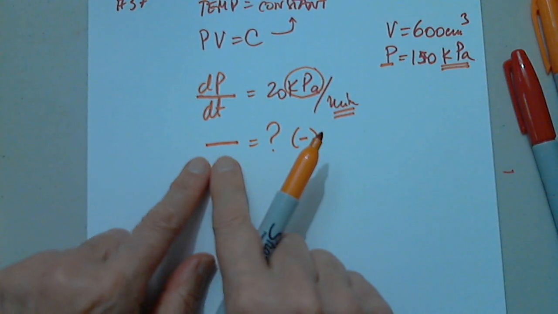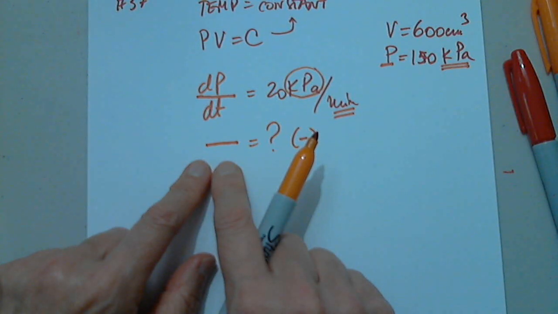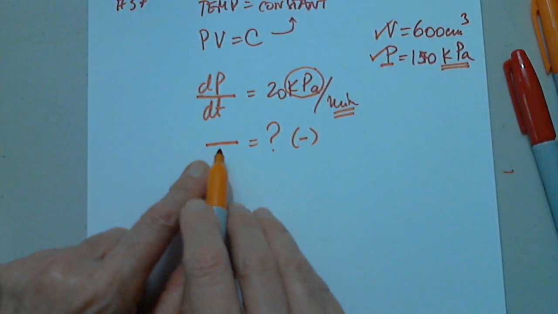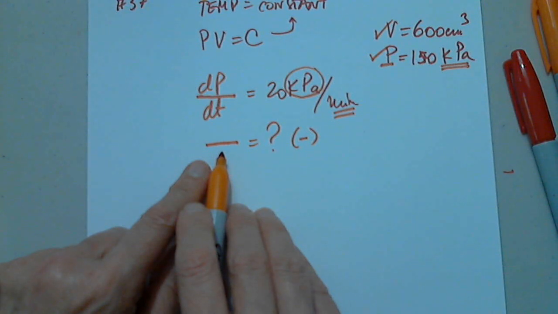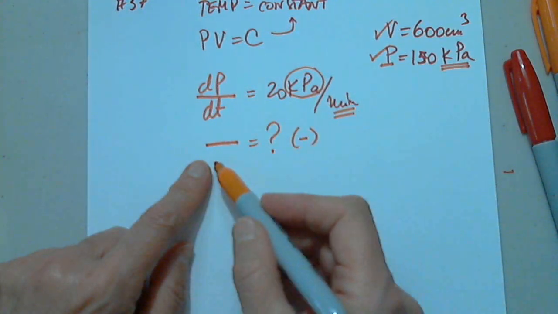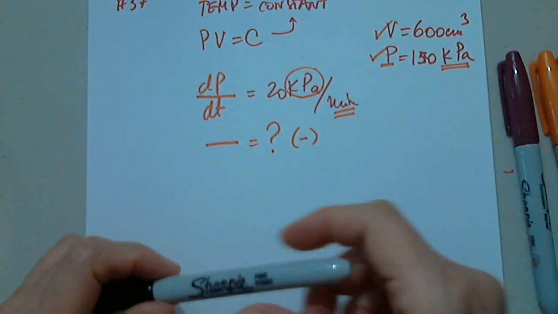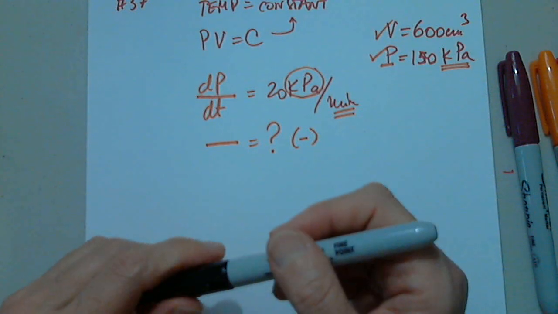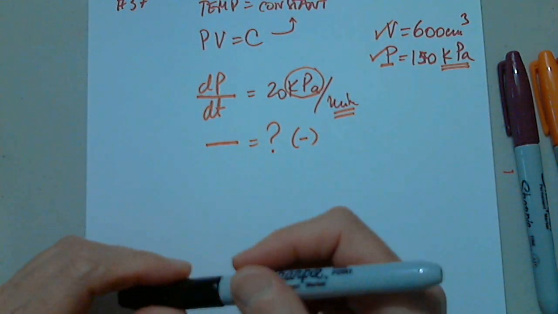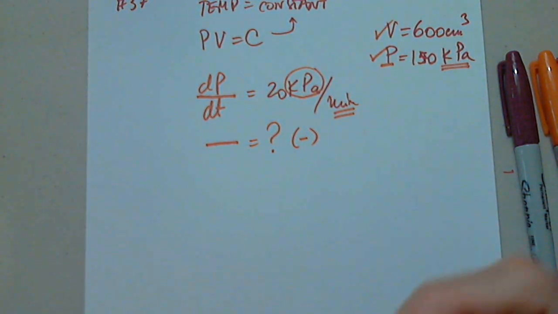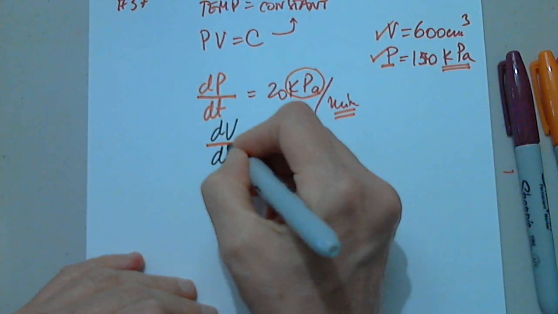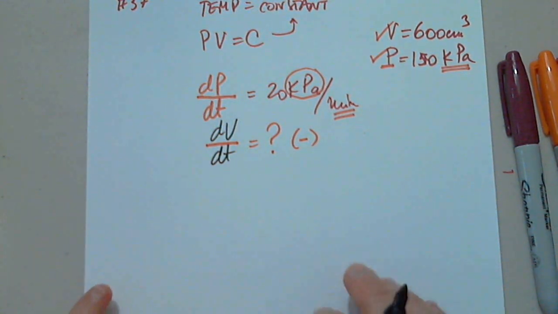So what are we asked to determine? Anyone? How fast is the volume decreasing at this instant? What is the question or the problem asking us to find? Anyone would like to give it a try? Yeah, dV dt, of course. Awesome. That's what we are asked to find.